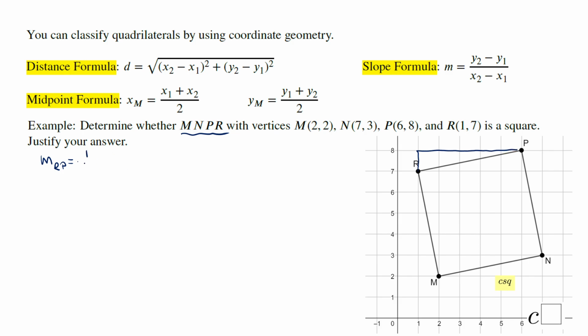So like I said, 1 over 5 is going to be positive because it goes up from left to right. The same thing about MN. We notice we have the same situation. The run is 5, the rise is 1. So now we know these two sides are parallel because they have the same slope.